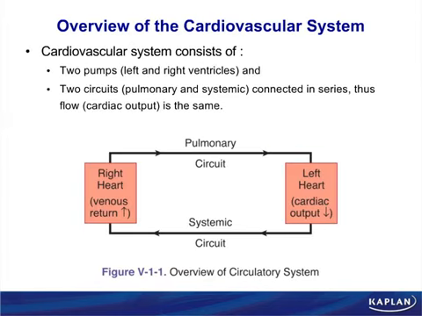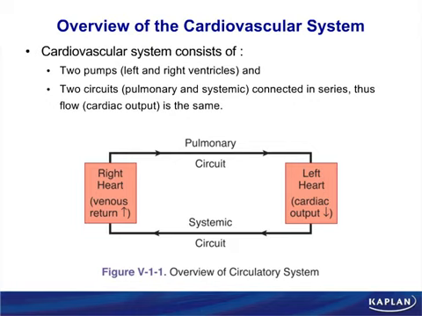Okay, here is a basic overview of the cardiovascular system. As you know, we have two pumps, a left ventricle and a right ventricle. And we have two circuits, a pulmonary circuit and a systemic circuit. Since these are in series, flow must be the same. So output from the left ventricle, cardiac output, goes into the aorta, goes to our systemic circulation. Output from the right heart, right ventricle, goes into the pulmonary circuit, and that's our pulmonary circulation.